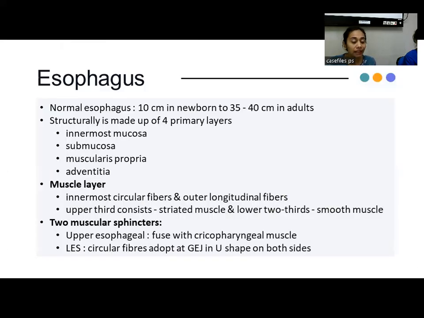The esophagus normally is 10 centimeters in newborns to 35 to 40 centimeters in adults. Structurally it is made up of four primary layers: innermost mucosa, submucosa, muscularis propria, and adventitia. The innermost muscle layer is circular fibers and the outer is longitudinal fibers. The upper third consists of striated muscle and the lower two-thirds of smooth muscle. There are two muscular sphincters, the upper esophageal sphincter, which fuses with the cricopharyngeal muscle, and the lower esophageal sphincter, which are circular fibers which adopt a U shape on both sides at the gastroesophageal junction.